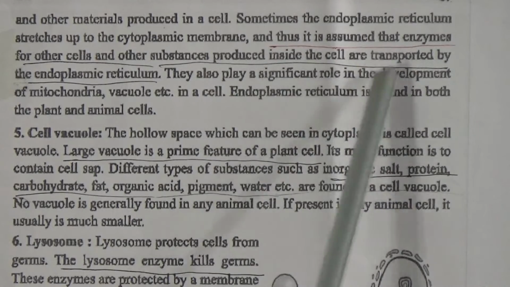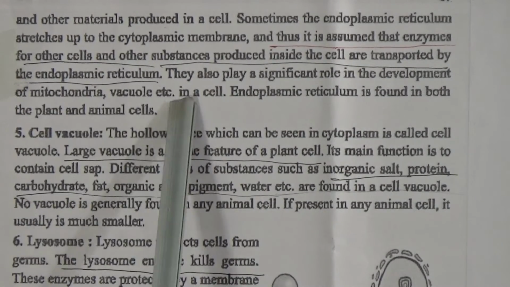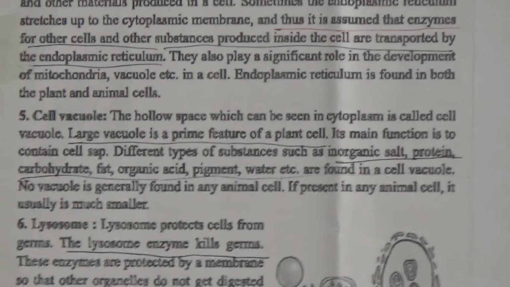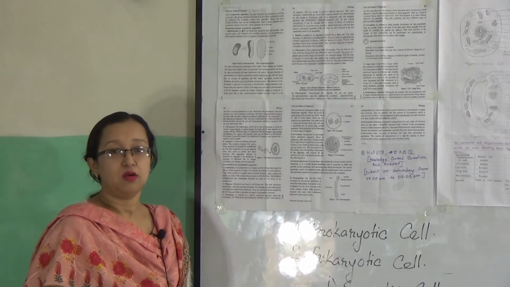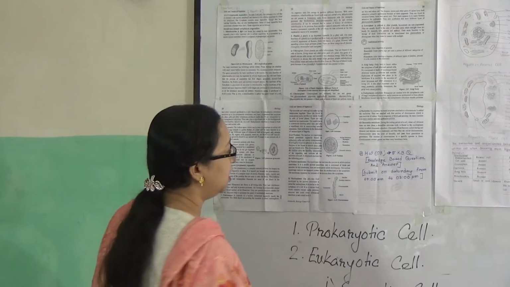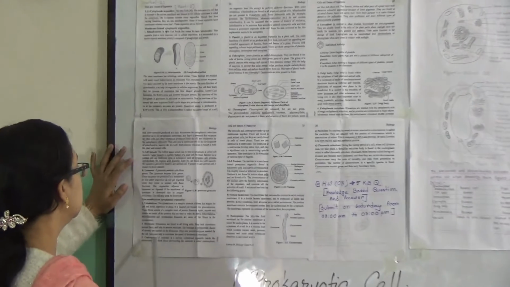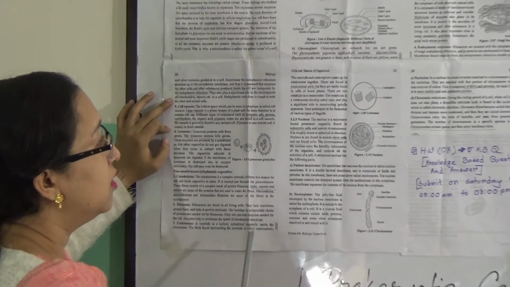They also play a significant role in the development of mitochondria, vacuole, etc. in a cell. Endoplasmic reticulum is found in both plant and animal cells, and its main function is to produce enzymes for other organelles to do their work properly. Here we can see the endoplasmic reticulum's figure, the rough endoplasmic reticulum. Endoplasmic reticulum is of two types: smooth endoplasmic reticulum and rough endoplasmic reticulum.